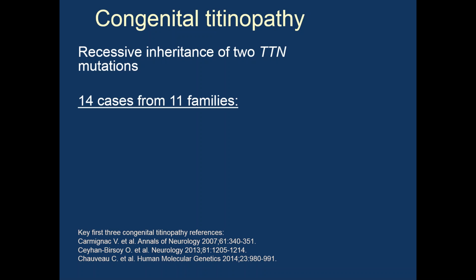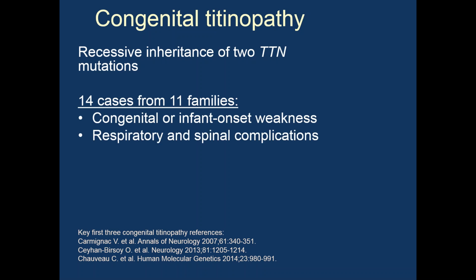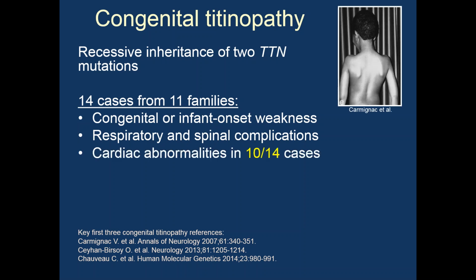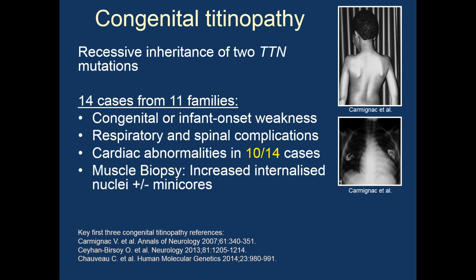And the 3 papers include 14 cases from 11 families. The onset was always congenital, so at birth, often prenatal onset actually, or infant onset. All of these papers described children with respiratory and spinal complications being really common, and cardiac abnormalities. And that was interesting because some of them were actually congenital, and that's a really unusual feature for muscle conditions. And on muscle biopsy, we saw increased internalized nuclei. So normally the nuclei in a muscle fiber are around the periphery, but these were abnormally placed internally within the muscle, and I'll show some pictures of that later.